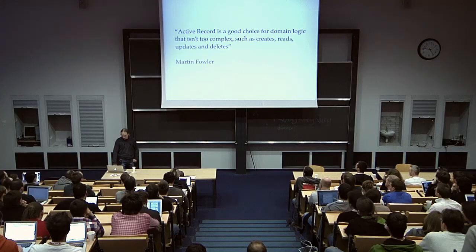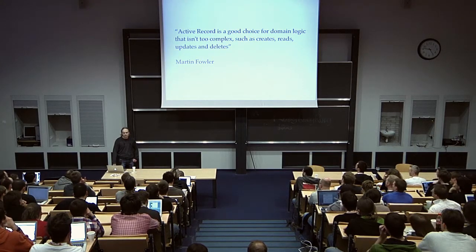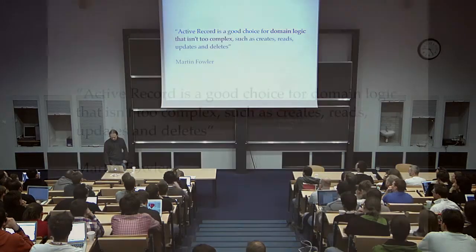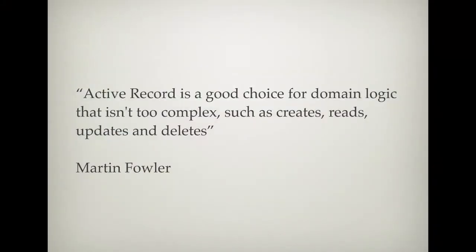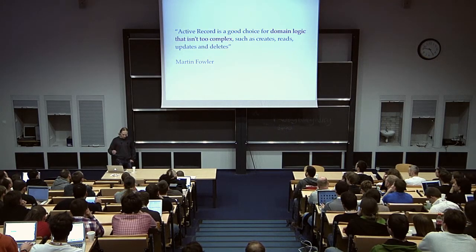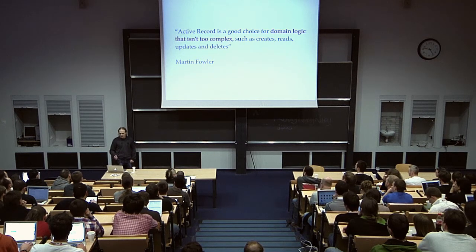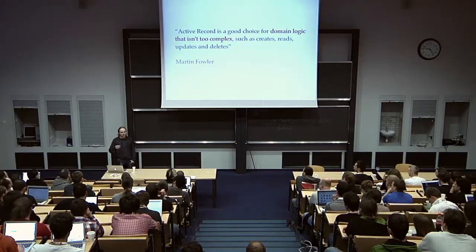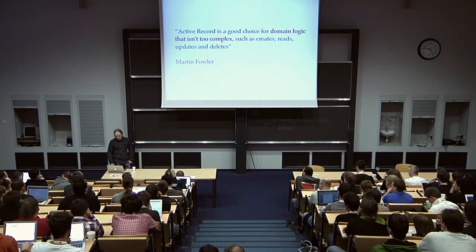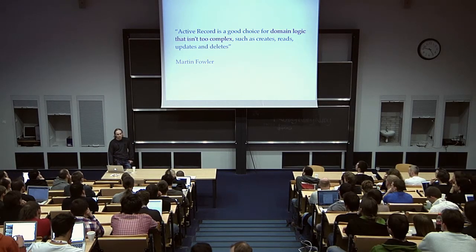And again, Martin Fowler suggests that active record is a good choice for domain logic that isn't too complex, such as creates, reads, updates, and deletes, which is basically CRUD, right? Now, what is domain logic that isn't too complex? I think this is exactly what he writes later, that it's just CRUD. And everything else that your application does is domain-specific functionality of your system. The more domain-specific functionality you have, the more complex your application becomes. And once that complexity is really huge, then probably active record is no longer a good choice.